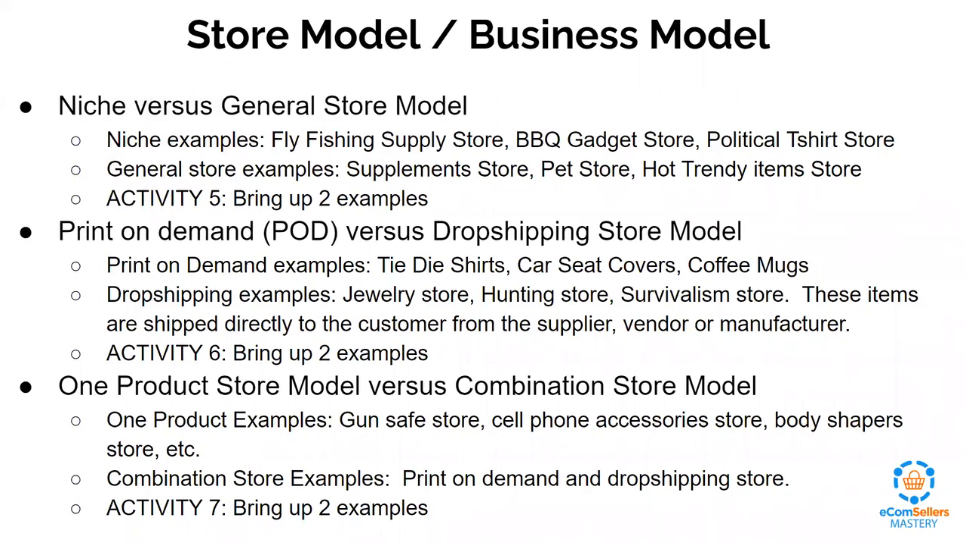So now you have your store model, you decide if it's going to be a niche or a general store. Now you have to decide on the business model that you will run within the store. So we're going to start with print on demand versus drop shipping model. So with a print on demand, and I'm sure you've heard this, the biggest thing out there is t-shirts. That's either you designing a print to go on a t-shirt or paying someone for a design. That's a print on demand item.